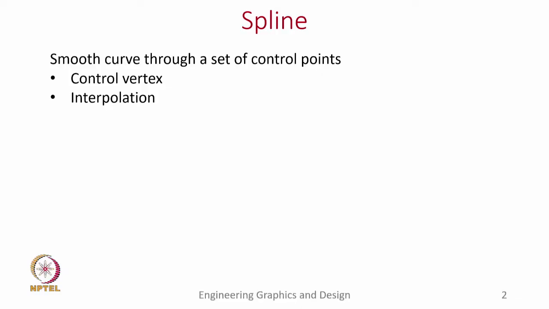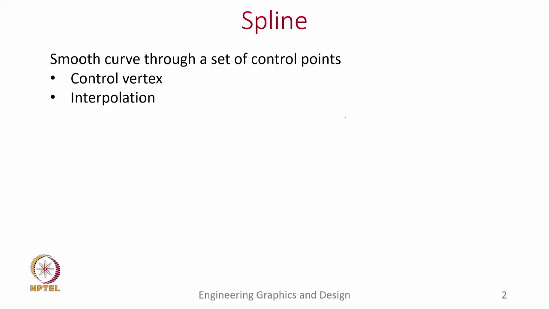Spline tool creates smooth curves. These are not curves of known form, but mostly free form curves where you specify a few control points and through those control points you get a smooth curve, which is mostly used in artistic designs. So, in Inventor we can do this using 2 methods. One is the control vertex method and second is the interpolation method.